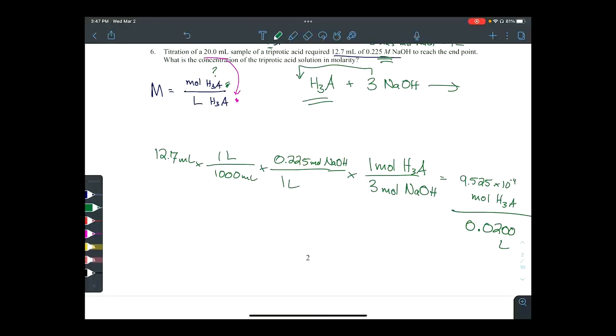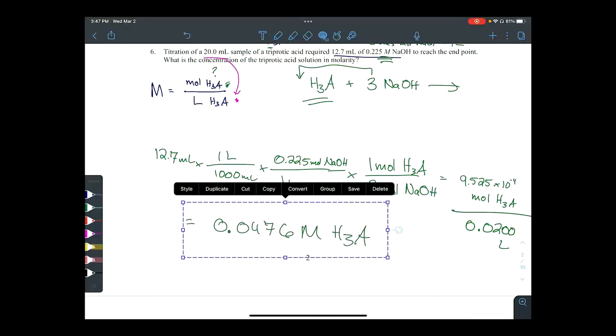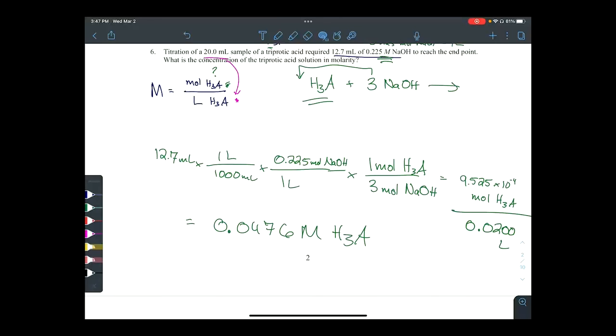Okay, so I get a concentration of 0.0476 molarity H3A. So on your own, you could change this question, just change the word triprotic to diprotic. And you could use the same exact numbers, but if you change it to diprotic, what changes in this calculation? The moles of NaOH. So instead of dividing by 3, we would divide by 2, but everything else stays the same.